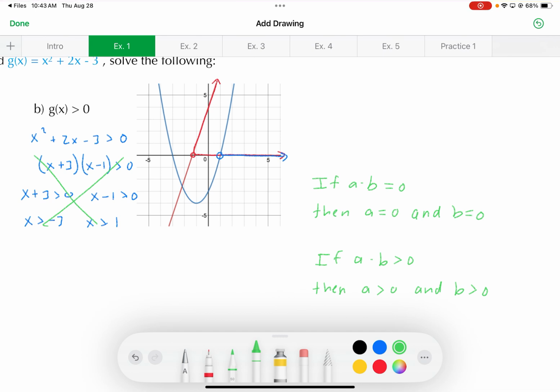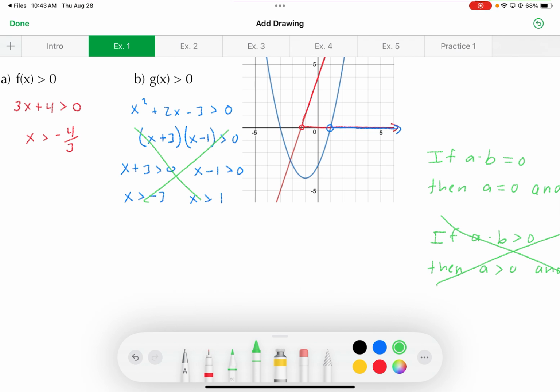No. Couldn't they both be negative? Like a negative times a negative would still result in a positive that's greater than 0. So we don't really have a property like that we can apply in this situation, okay?